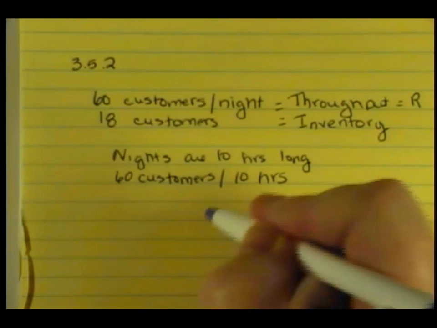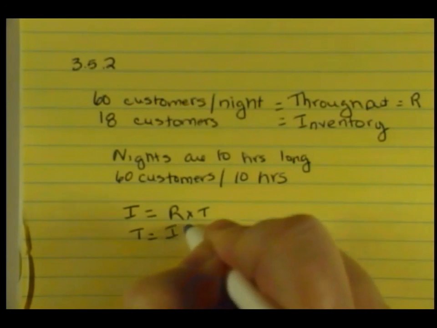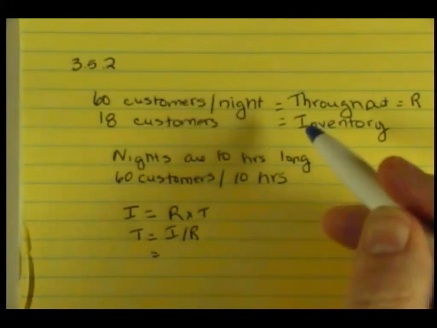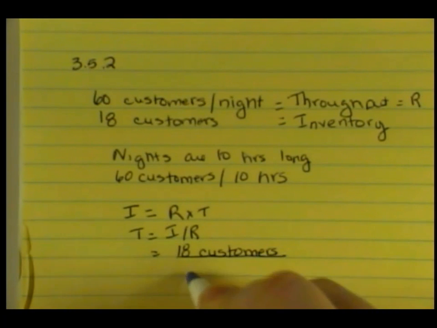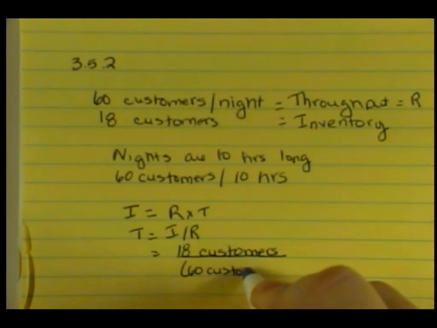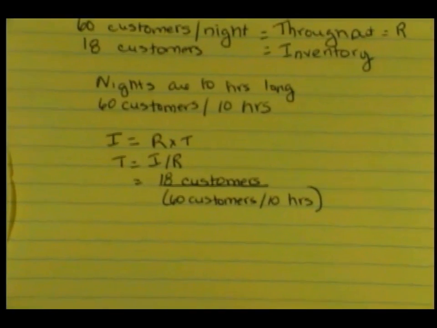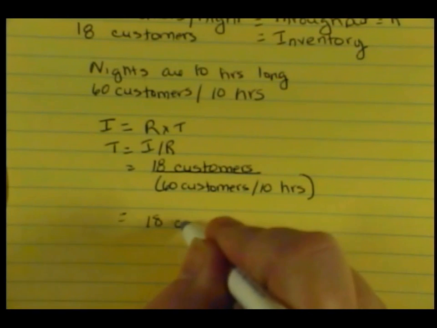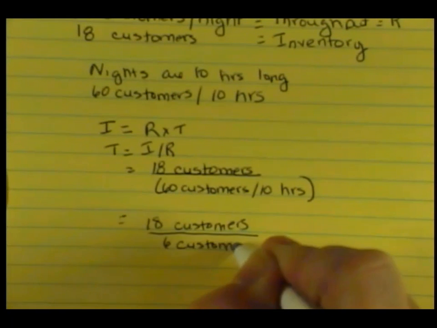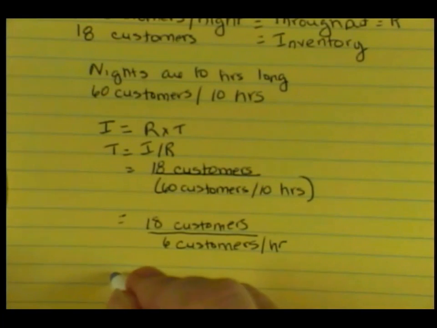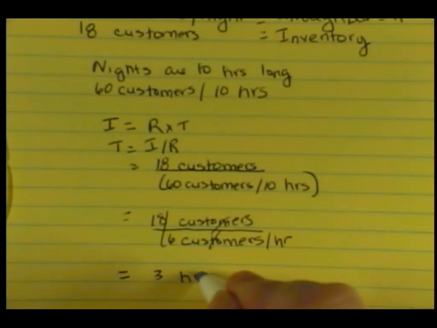And so if I need to know average flow time, I know that inventory is equal to throughput times flow time. So when I solve for flow time, it's inventory divided by throughput. So in this case, it's 18 customers divided by 60 customers for 10 hours, right? And so that's going to convert to 18 customers divided by 6 customers per hour. And at the end of the day, 18 divided by 6 is 3. My customers cancel each other out, and then it becomes 3 hours.